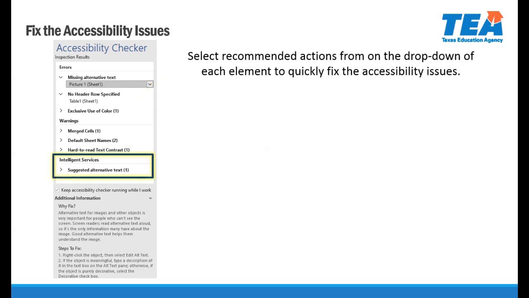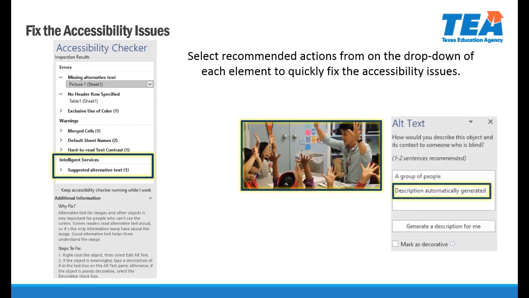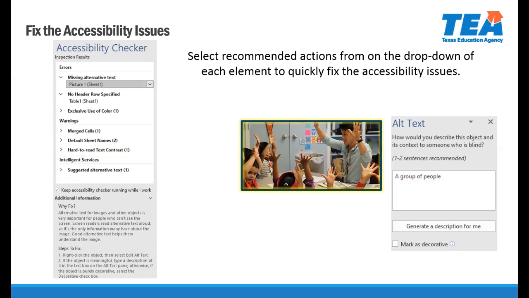There's also a new category in the checker called Intelligent Services. This category appears on the checker when graphics are using automatic alt text Microsoft provided. You can use the recommended actions from the drop-down for these issues too. Select Verify Description to have the alt text panel open, and remove the phrase Description Automatically Generated. This will also remove the element from the Intelligent Services category on the checker.